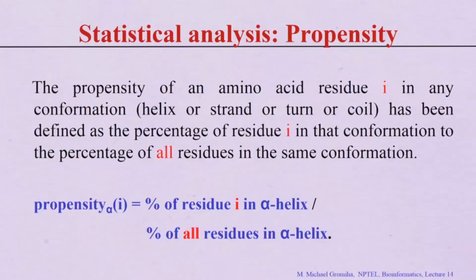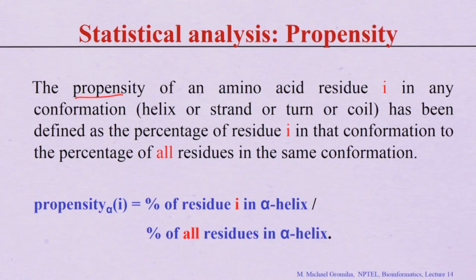Then we will discuss the statistical methods. For the statistical methods, first we need the preference of residues in any secondary structure, either in a helix or in a strand. How do we calculate the propensity? So, what is the meaning of propensity?